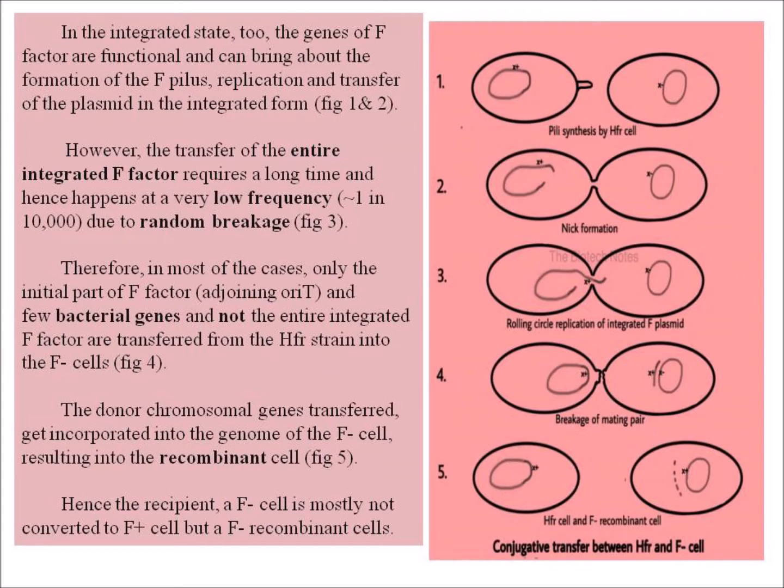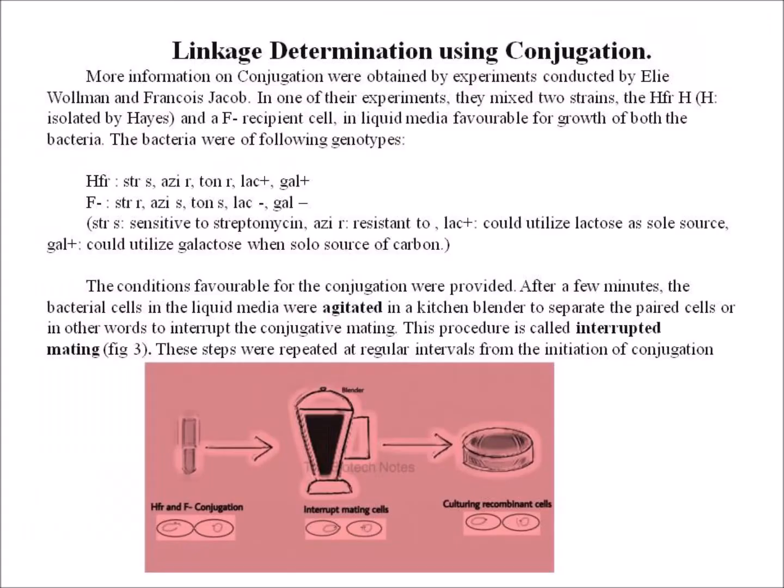See, all these are given in these 5 diagrams, 1, 2, 3, 4, 5. Conjugative transfer between HFR and F minus cell is shown. Next is linkage determination using conjugation.